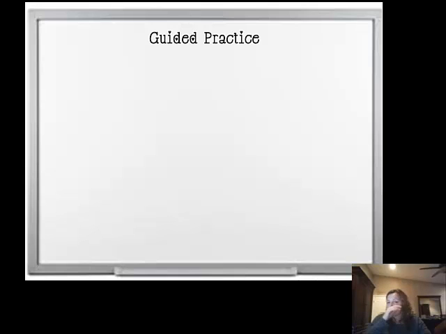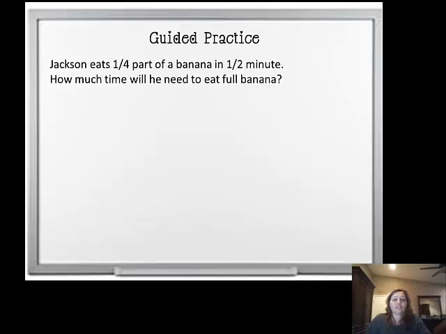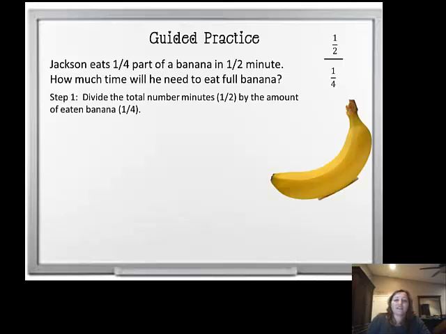All right, so let's work on one real quick. Let's take a look. Jackson eats 1/4 part of a banana in half a minute. How much time will he need to eat a full banana? So again, we're going to set this up. We're going to divide the total number of minutes, which is 1/2, and we're going to divide that by the amount of eaten banana, 1/4.